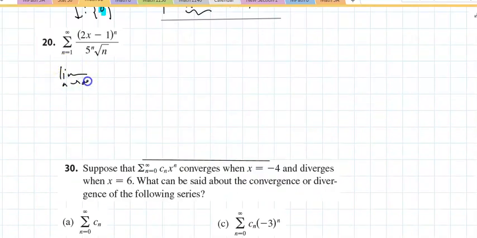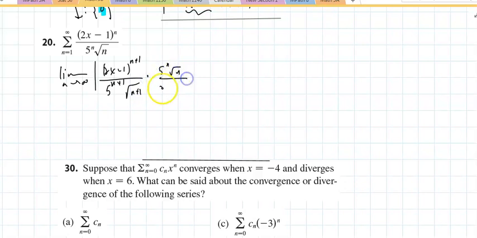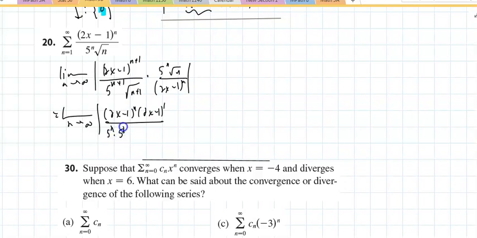Limit as n approaches infinity, a sub n plus 1, multiplied by the reciprocal. That is the limit as n approaches infinity, 2x minus 1 to the n, 2x minus 1 to the 1, 5 to the n, 5 to the 1, square root of n plus 1, 5 to the n, radical n, over 2x minus 1 to the n. Things cancel out.